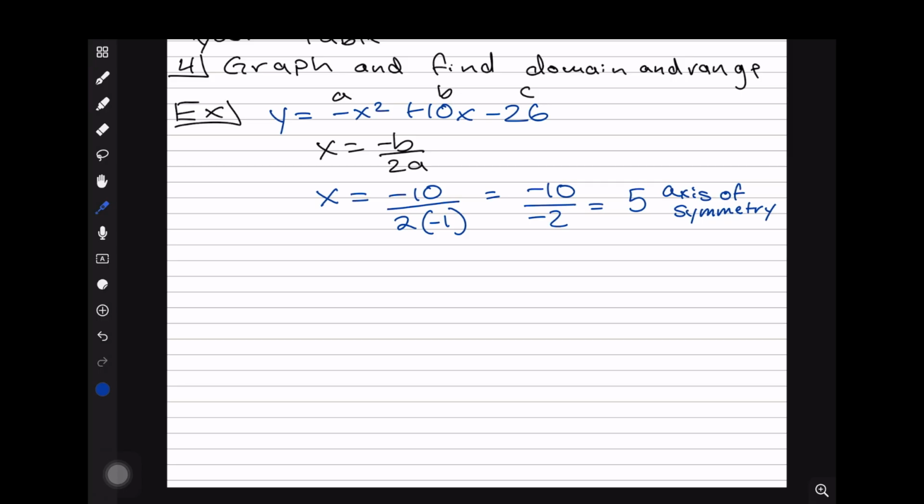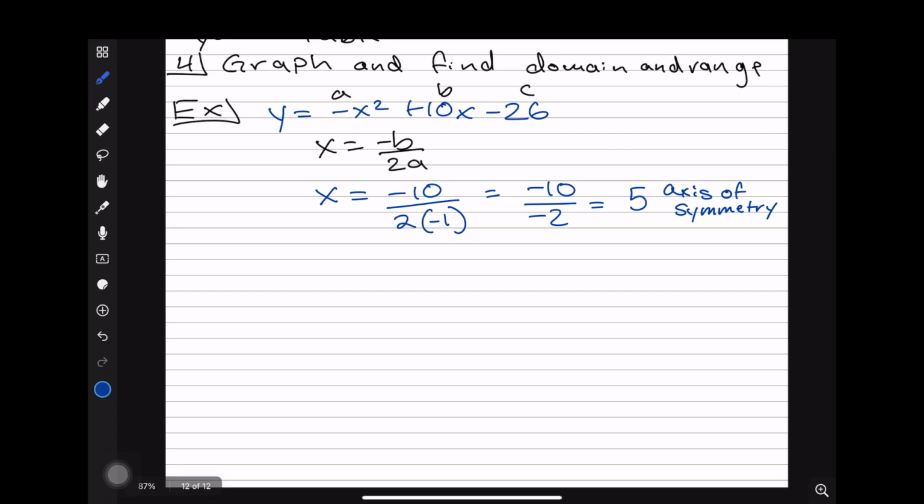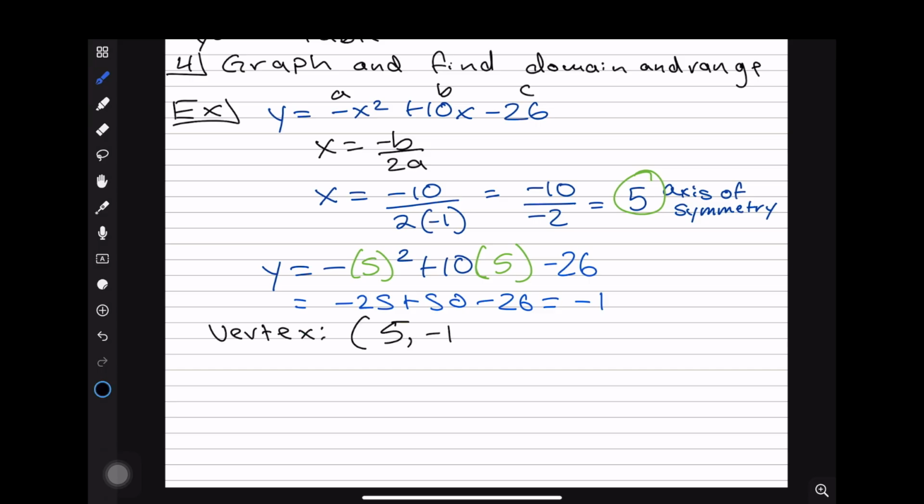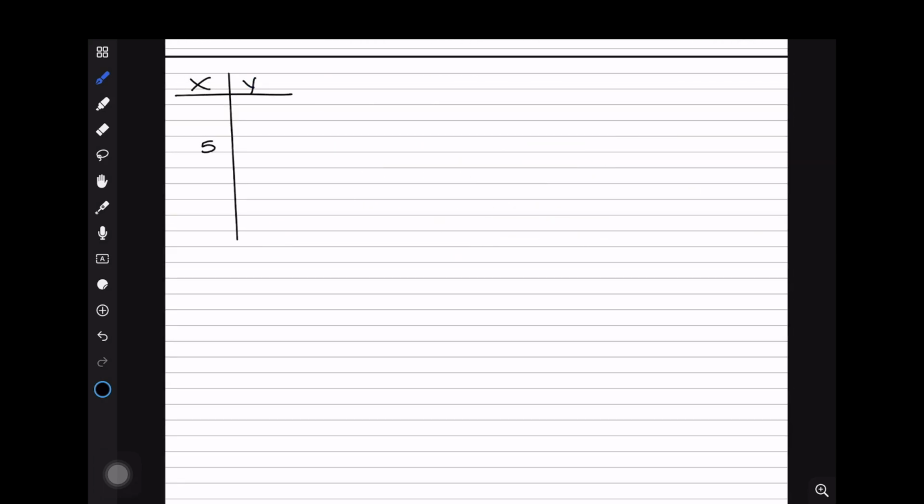That's usually where your graph reflects over the axis. So now that you have that, you want to plug that into the equation to find the value of y. All we're doing is taking x and plugging it into the original equation. So we get y equals negative 5 squared plus 10 times 5 minus 26. That results in negative 1. So your vertex is at 5, negative 1.